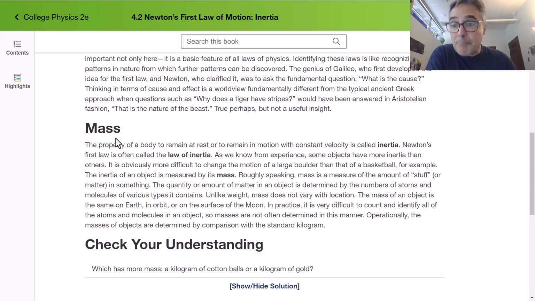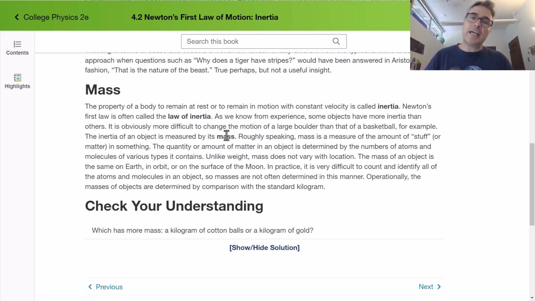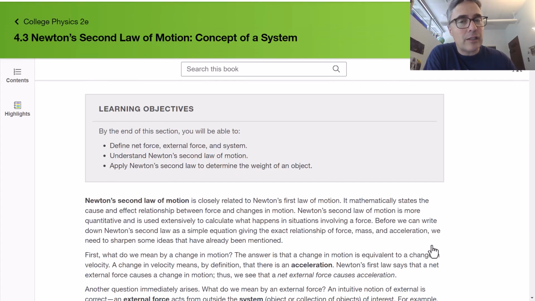And then there's something called mass, a property of a body to remain at rest or remain in motion. The loose term for that is inertia, but the quantitative part of inertia is what's called mass, and it's measured in kilograms or grams or something. And moving right along, we have Newton's first law.